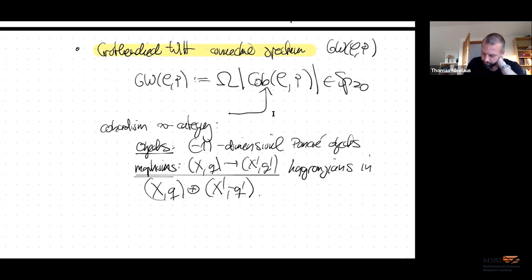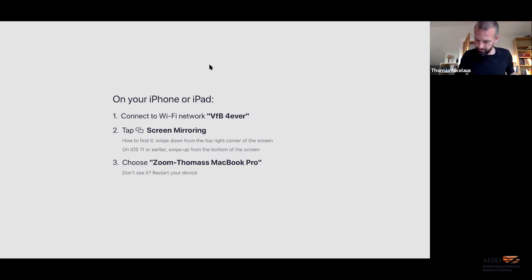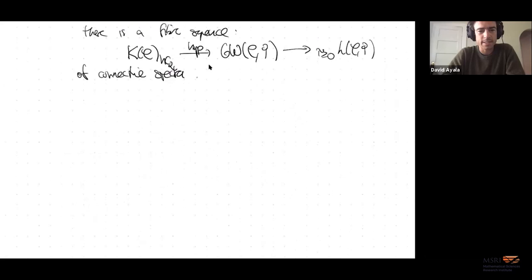Hey Tomas. I think the screen share has stalled somehow. Oh, screen share has stopped. Oh no, how does this happen? How can I do that again? Maybe I have to disconnect and reconnect. Stop mirroring. Okay. That's good. I can see what you wrote now. Okay, can you see the main abstract?